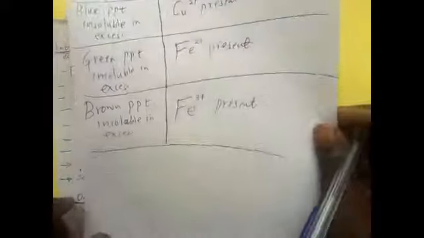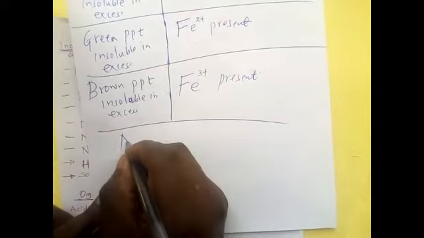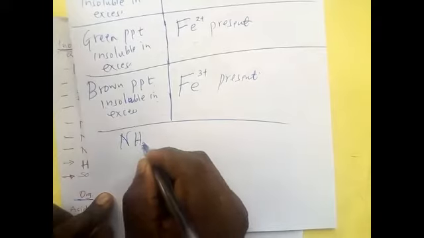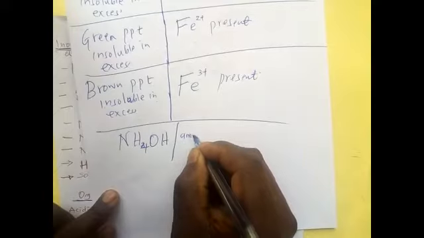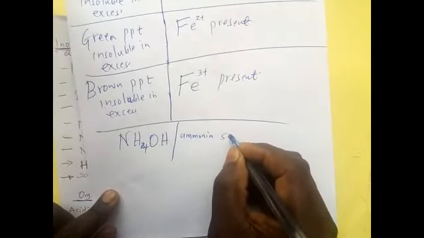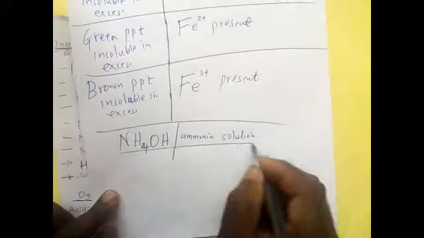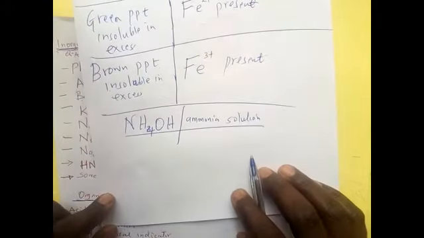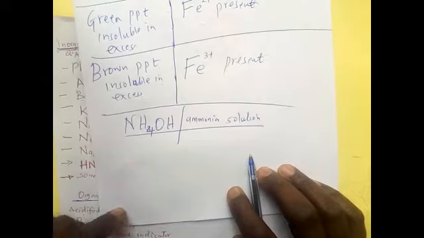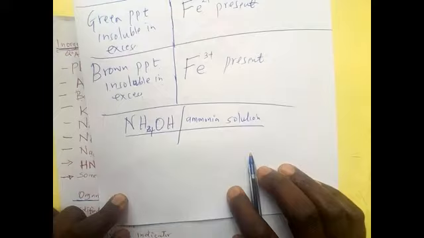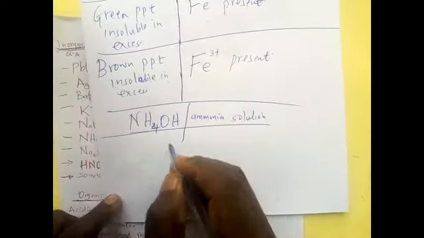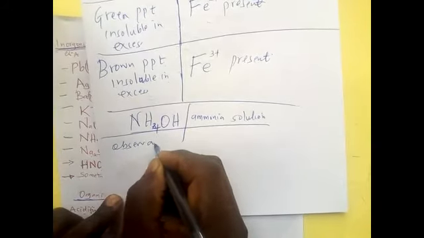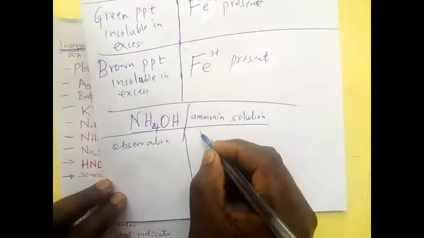The next reagent is ammonia solution. Ammonium hydroxide, or they call it ammonia solution. With ammonia solution, you also expect several observations, so it is good you understand all of them. We want to start with observation number 1, and then we will have the inference.